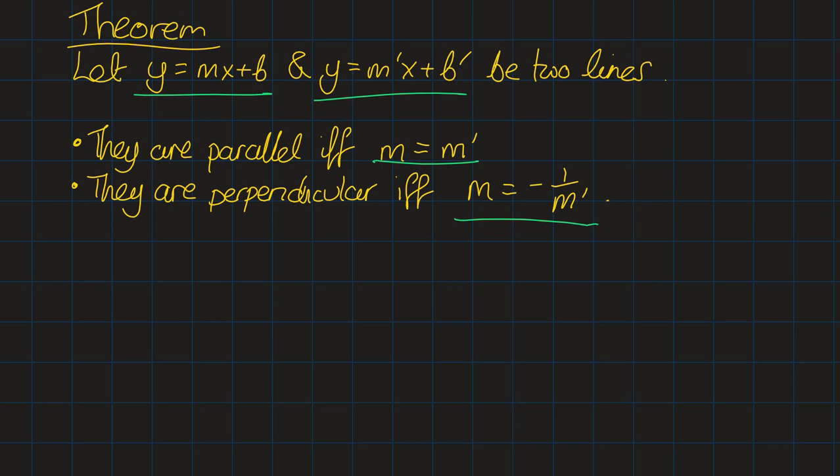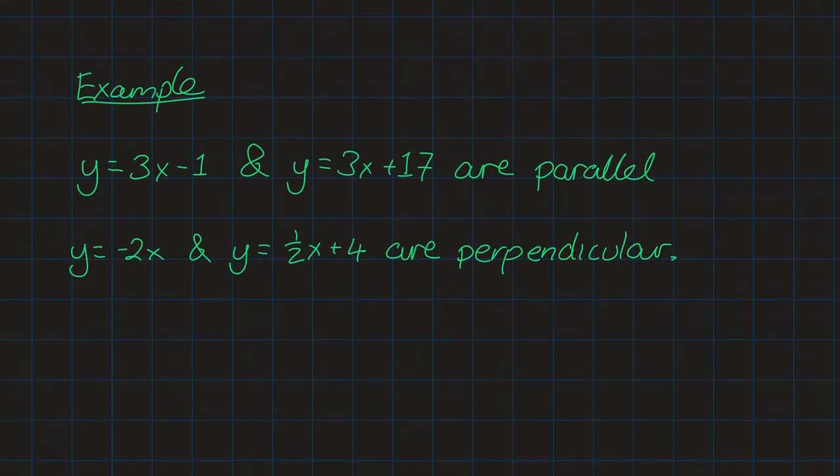Parallel means they have the same slope. Perpendicular means they have the negative reciprocal slope, which is just a fancy way of saying m equals minus 1 over m prime. So this is a theorem that helps you tell when two lines are parallel or perpendicular, or neither. So let's look at an example.